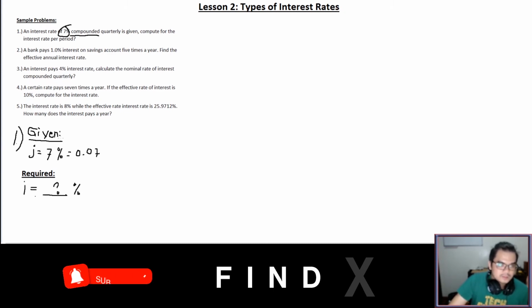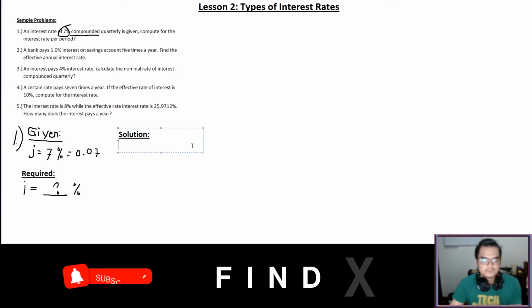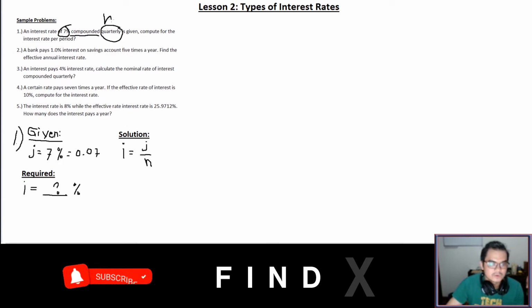For the solution, all you have to do is use the formula I equals J over N. As you can see, it is written as quarterly, therefore our N is equal to 4. Then all you have to do is substitute. So I will be equal to, using the decimal, 0.07 all over 4.